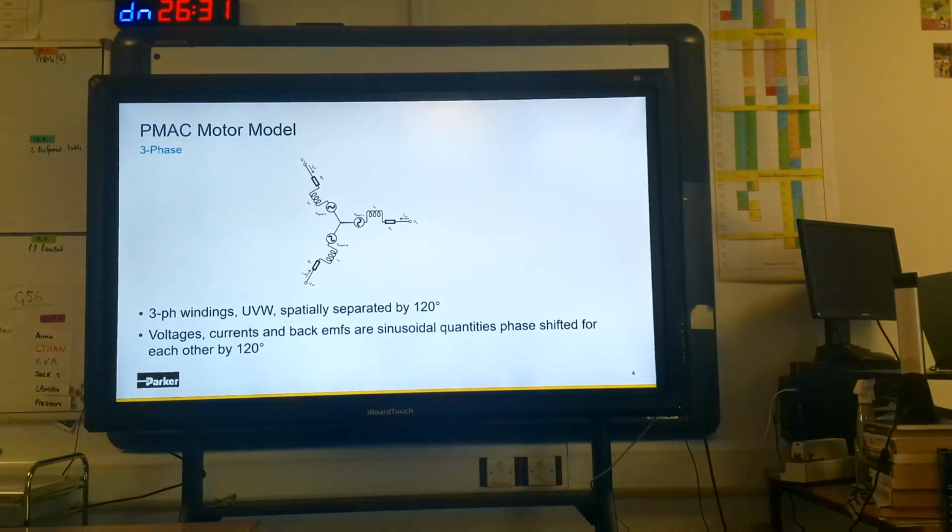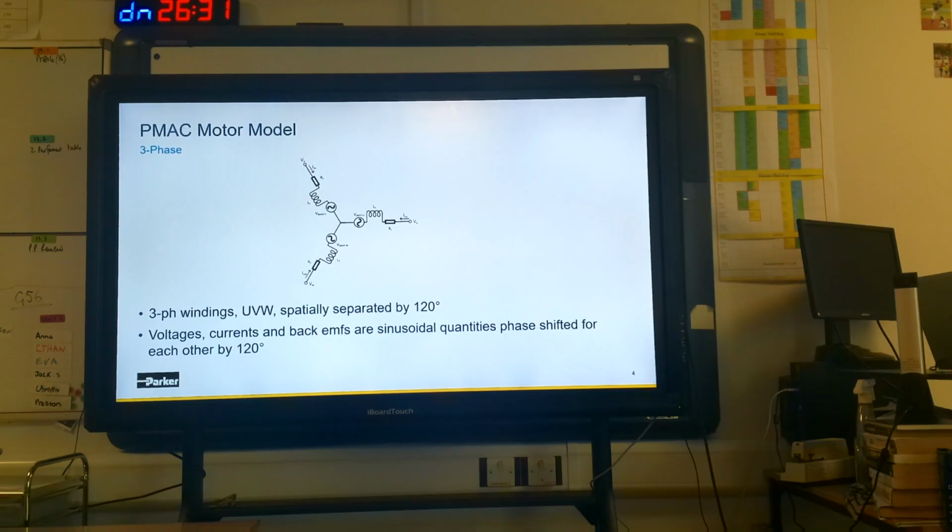We're also going to make the assumption that the machine is electrically balanced. So the stator resistance is going to be the same on all three windings, the same for the inductance, the same for the magnitude of the back EMF. Although the quantities flowing in the machine, like the currents, are sinusoidal, and they're all phase shifted from each other by 120 degrees.